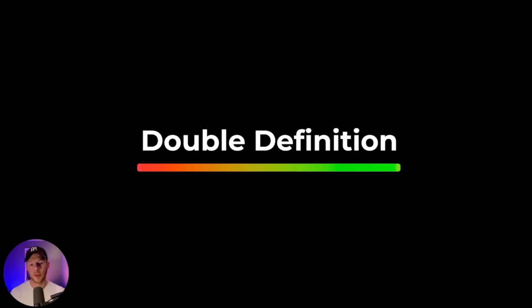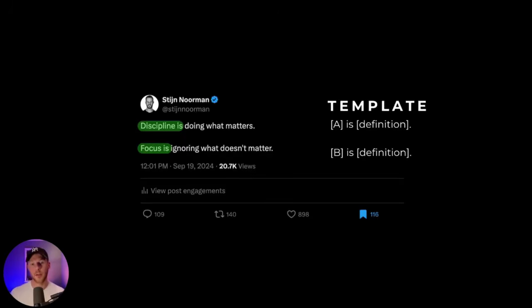Next up is the double definition. So this is basically just where you have two definitions of two related words. Discipline is the ability to do what matters. Focus is ignoring what doesn't matter. A is the definition, B is the opposite definition or related definition.